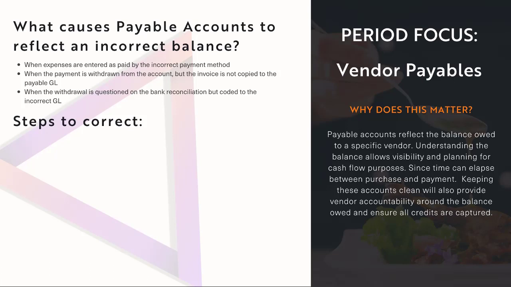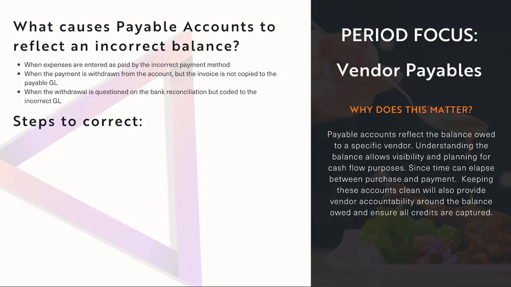To prevent this account from showing an incorrect balance, take caution when entering invoices to ensure that the correct payment method is chosen. The most common mistake is when the payment is made and entered as paid by the payable, but when the money actually clears the bank account, the invoice to reduce the payable paid by the debit account is not entered. The question would then show on your bank reconciliation, and coding it to the correct GL is critical, or there's a potential to show an inflated expense on your profit and loss statement.